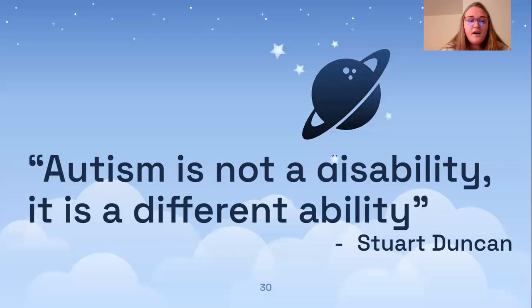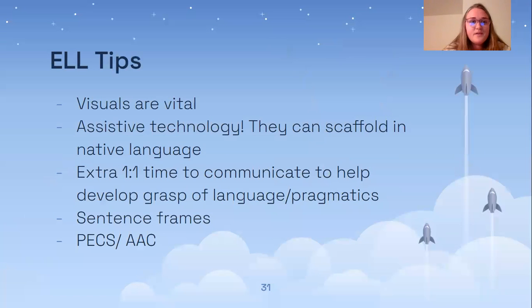And then this quote says, "Autism is not a disability, it is a different ability." And that is so true. I often don't see them as disabled, and I don't think that is a good description of them, but differently abled is a good description of them. And I think that concept applies to all of the communication disorders.